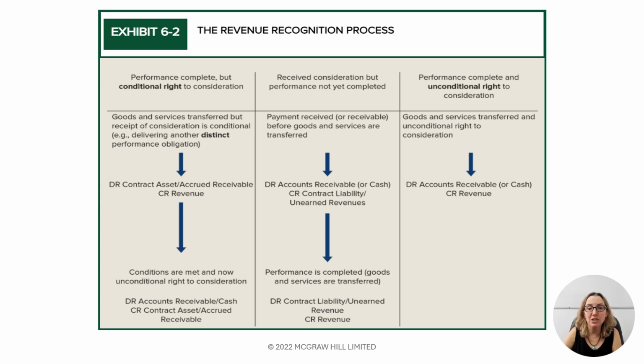The third box there says performance is complete and there's an unconditional right to consideration. So at this point, goods and services are transferred and they owe you the money. Well, those are the simple ones. Debit accounts receivable, credit revenue.